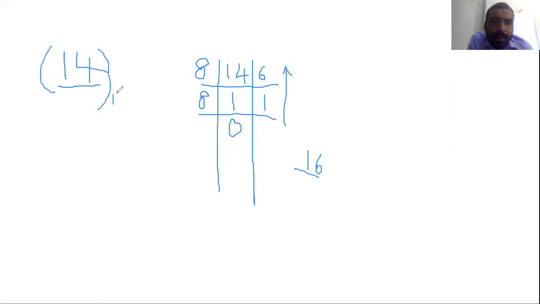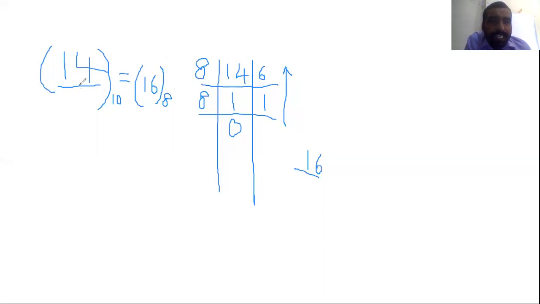14 in decimal is equivalent to 16 in octal. Okay. 14 in decimal is equivalent to 16 in octal. Understood? Have you all understood? Yes, sir. Any problem to anyone? No problem? So that's what I am telling.